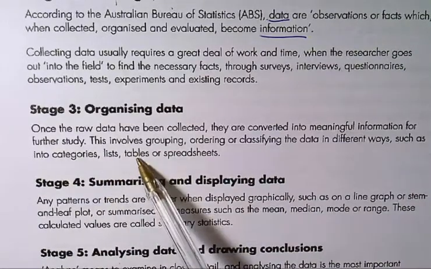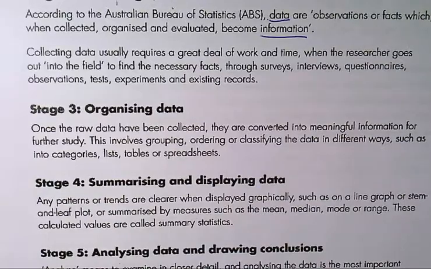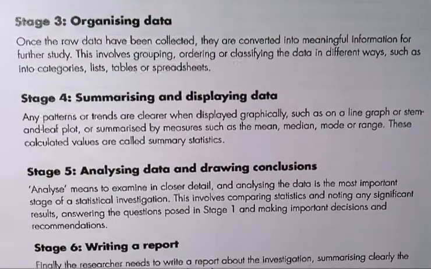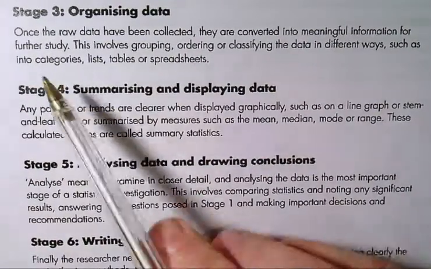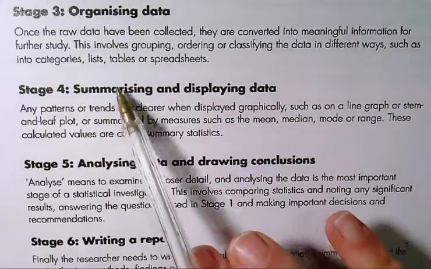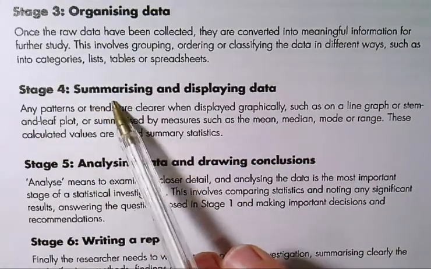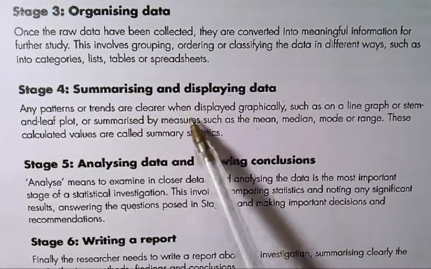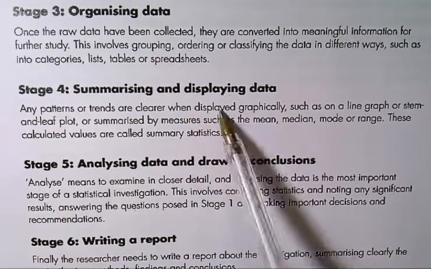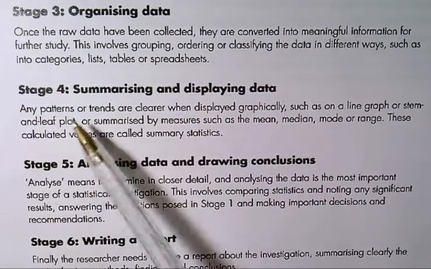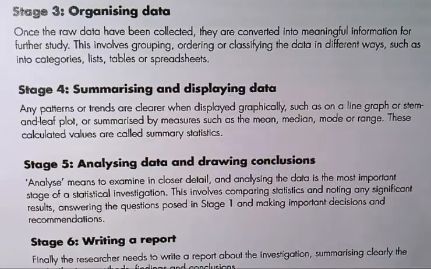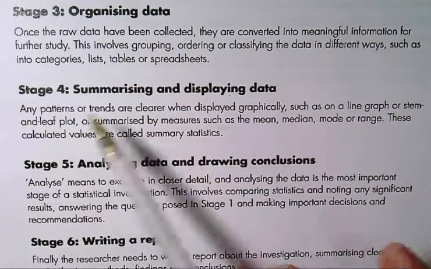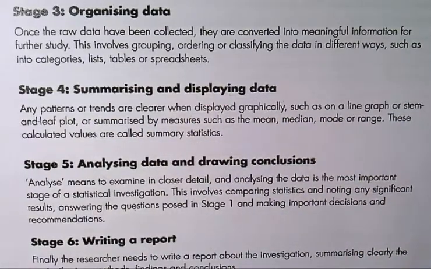You can put it into lists. Often it's put into tables or spreadsheets. Okay, now you've seen data tallies and all that, and we'll be doing some of those later, or different categories for your data as well. Then the data needs to be summarised and displayed, so any patterns or trends are clearer. So when you display data graphically, when you can see a line graph or a stem and leaf plot or other sorts of graphs like a sector graph or something like that, you can see trends and patterns more clearly rather than looking at numbers, okay?